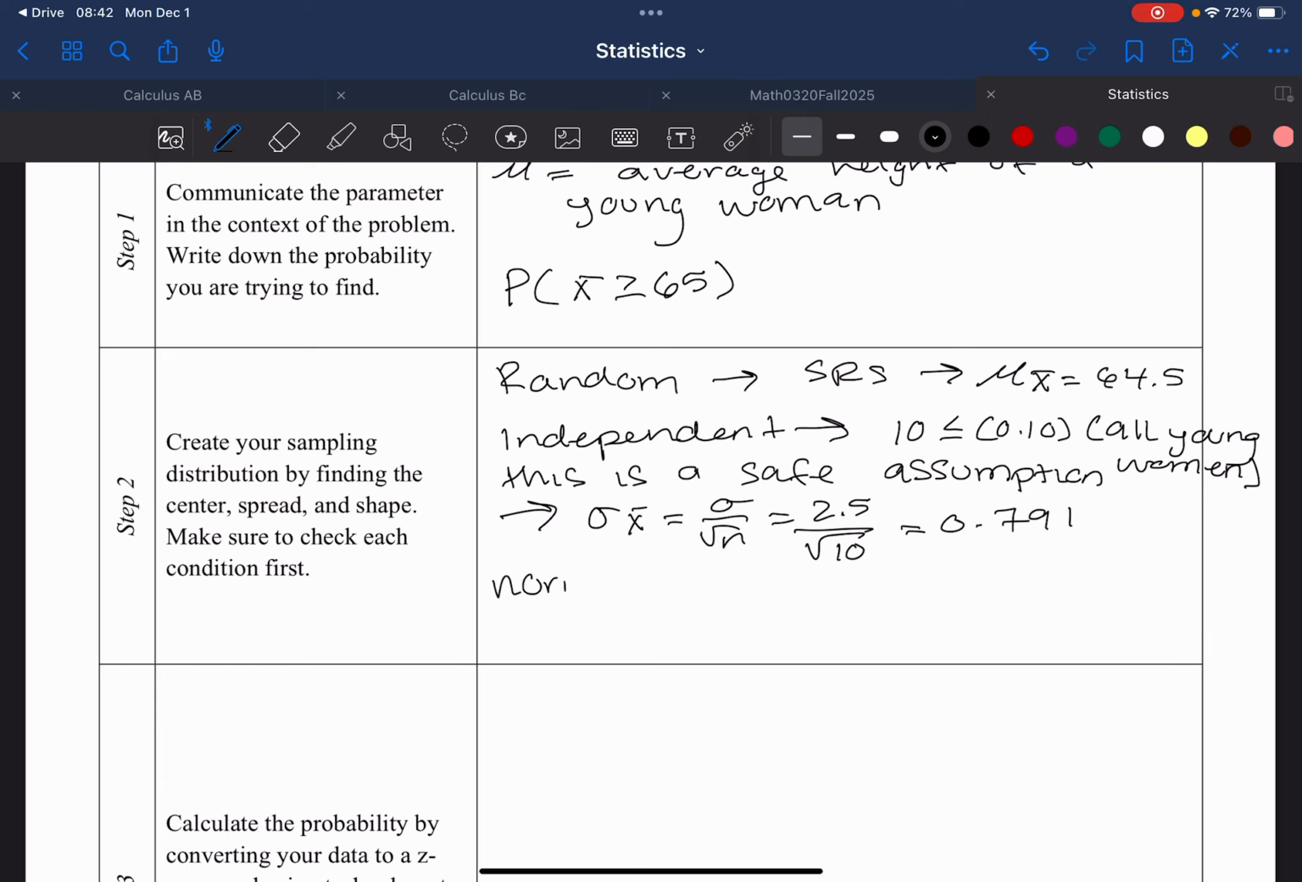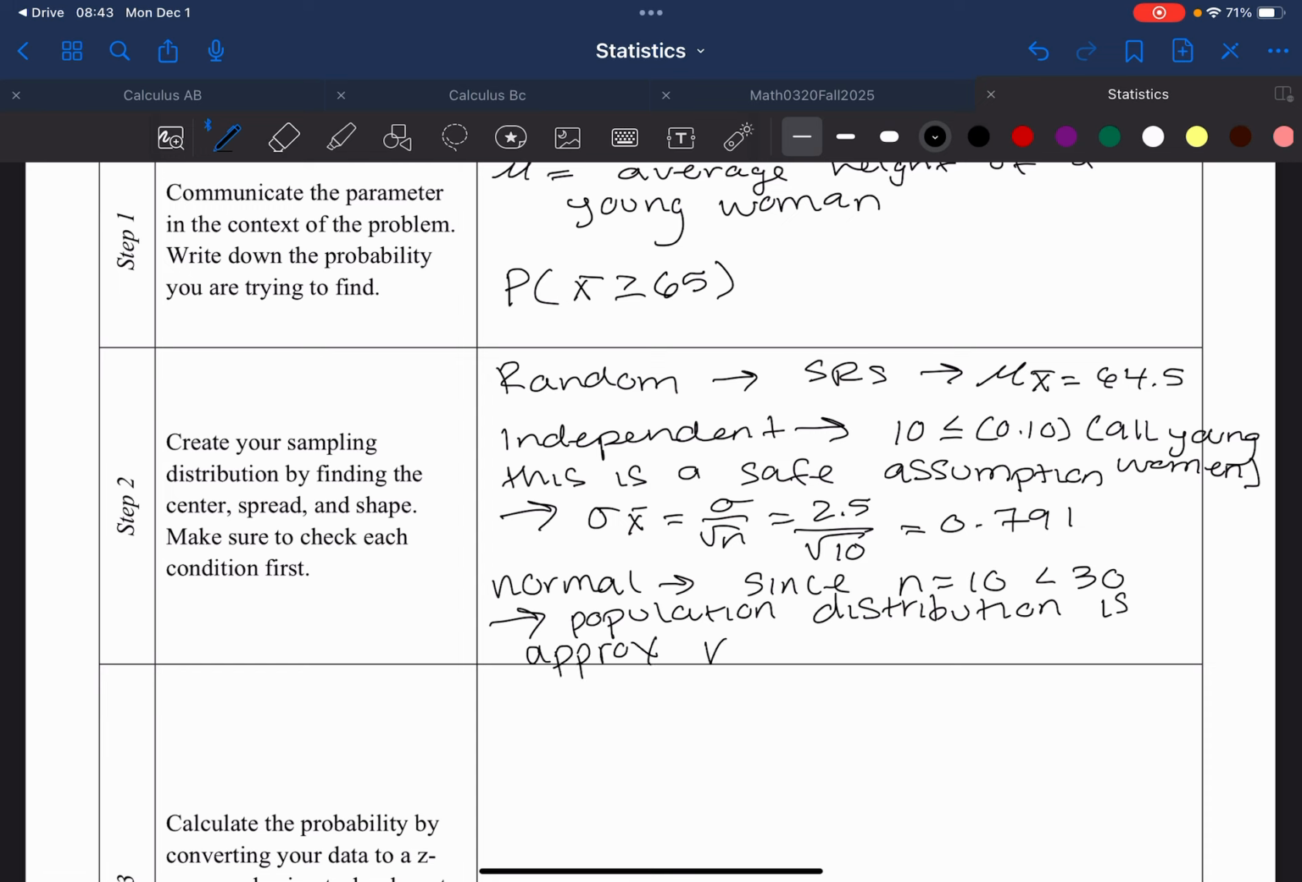And then lastly, we have normal. And so remember, we're using the central limit theorem, if it applies. But since n is equal to 10, which is less than 30, this implies that the population distribution is approximately normal. Only when n is greater than or equal to 30, we say by the central limit theorem, the population distribution is assumed to be approximately normal.